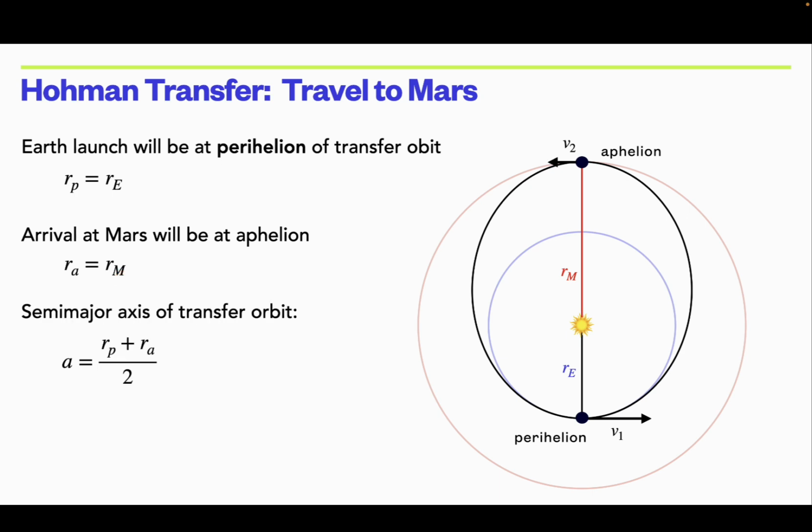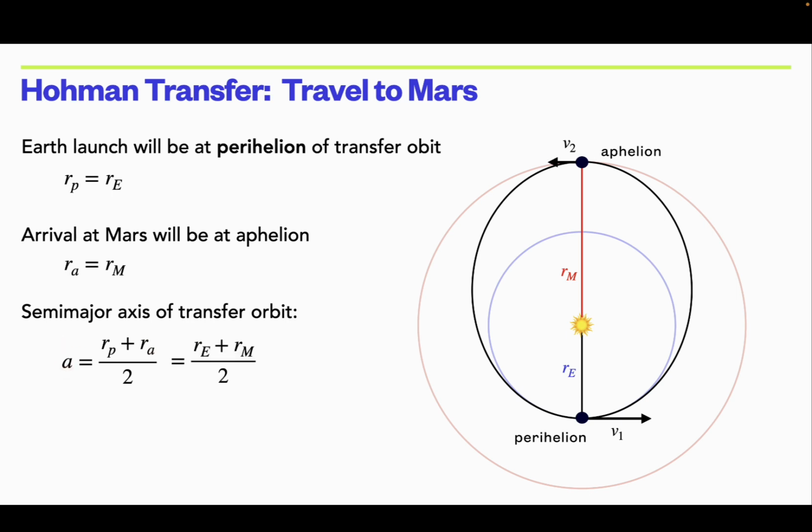So now we can very easily calculate the semi-major axis of the ellipse. Remember that the total distance across the ellipse is twice the semi-major axis. And by looking at this diagram, we can see that that distance is just going to be the radius of the Earth's orbit plus the radius of Mars's orbit, or in other words, the perihelion distance plus the aphelion distance. So 2a equals rp plus ra, so a equals (rp + ra) divided by 2. You get an expression for the semi-major axis.